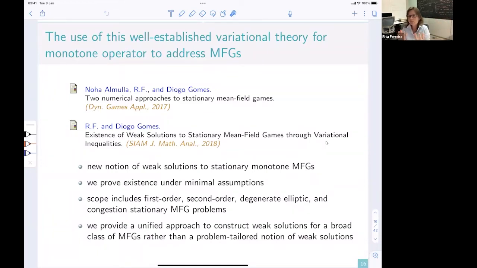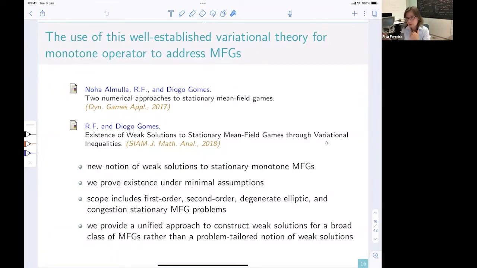So we were trying to understand what structural assumptions we would need in order for this methodology to go through. And it actually encompasses a wide range of mean field games: first order, second order, degenerate elliptic, congestion, stationary problems. So it really is a broad scope, and what this provides is a unified approach to construct solutions for a broad class of mean field games.